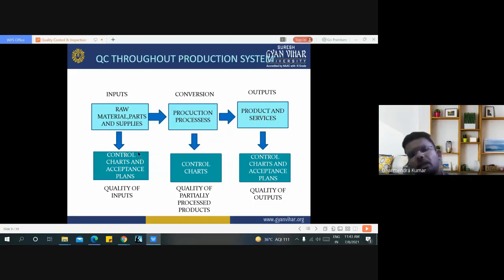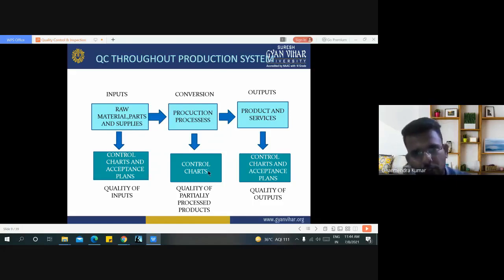Here, if we find any error in the quality of raw material, then we use these types of methods to eliminate the quality defect occurring in the raw material, like control charts and acceptance plans. These are the inspection methods. We make a control chart and the acceptance plans, like how much deviation in raw material quality we accept or how much deviation in quality we reject and send back to the vendors.